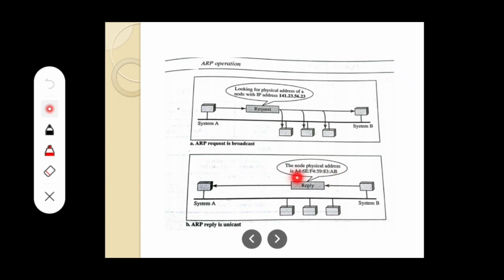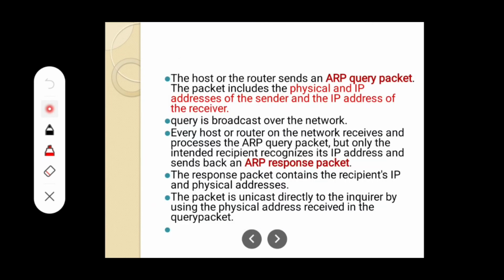This is the MAC ID of the system. This will be the reply. Now let us see the explanation. The same thing: the host or the router sends an ARP query packet. The packet includes the physical and the IP address of the sender.